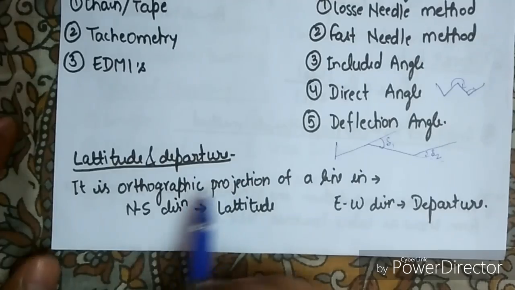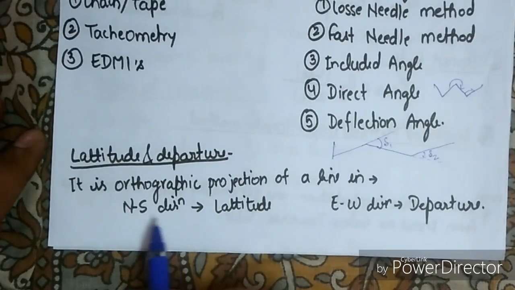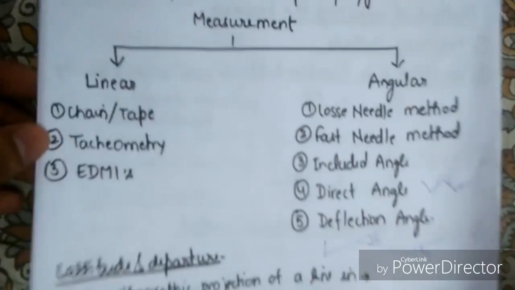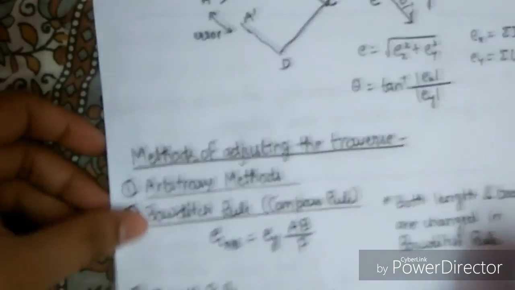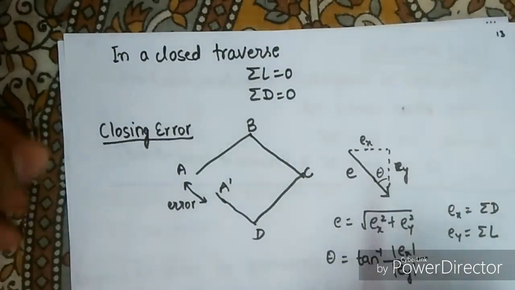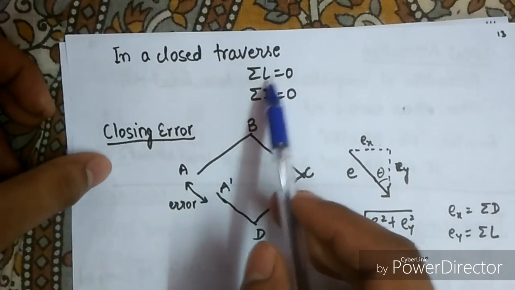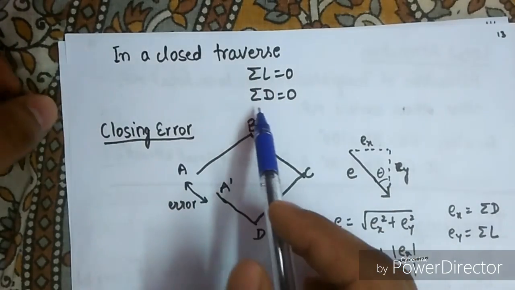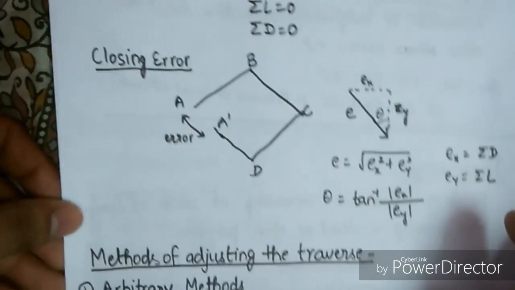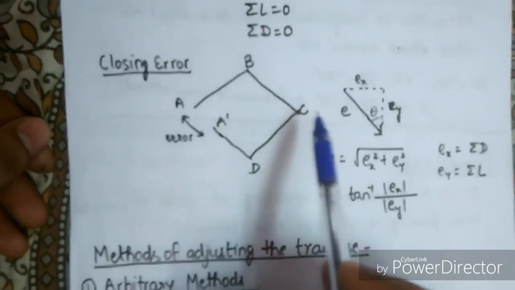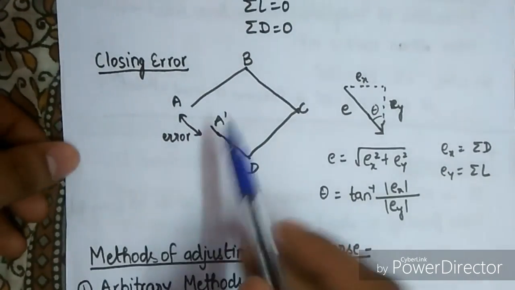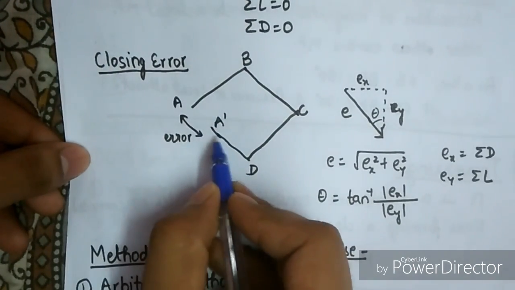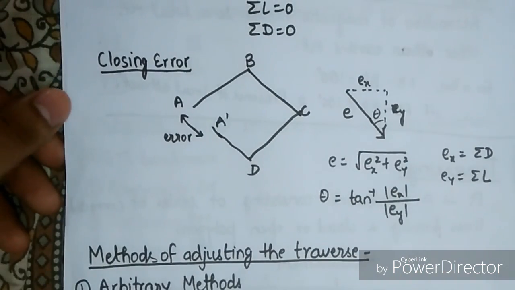Next topic is latitude and departure. It is the orthographic projection of a line in the north-south direction, that is latitude, and in the east-west direction, this is departure. In a closed traverse we should have sigma L, sigma of latitude, equal to 0 and sigma of departure equal to 0. There are a few closing errors. Like this is our traverse ABCD, and if this traverse is not closed, then this error is called closing error.